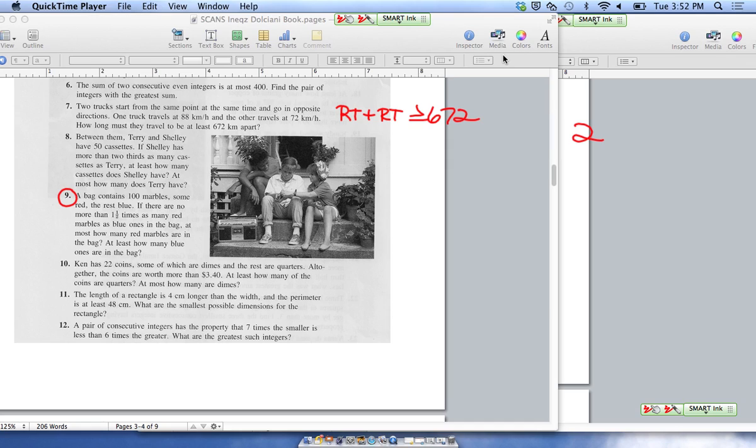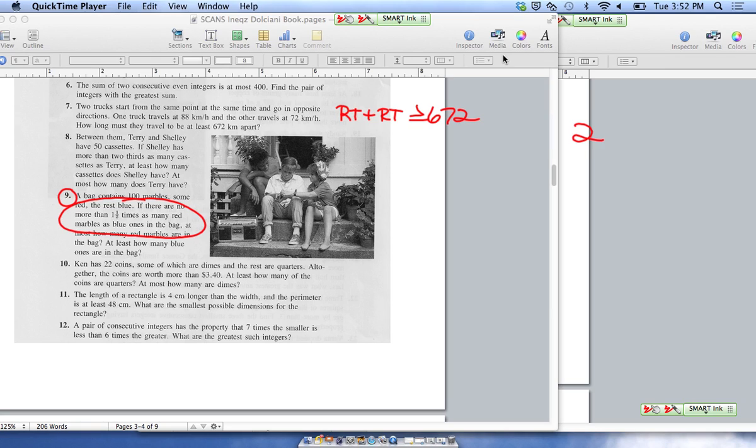So you have 100 marbles. Some are red, some are blue. If there are no more than 1.5 times as many red marbles as blue, how many of each color? So there's the key phrase in this problem. And you can let your variable either be the red or the blue, it doesn't matter, and then the other color would be expressed as 100 minus your variable.